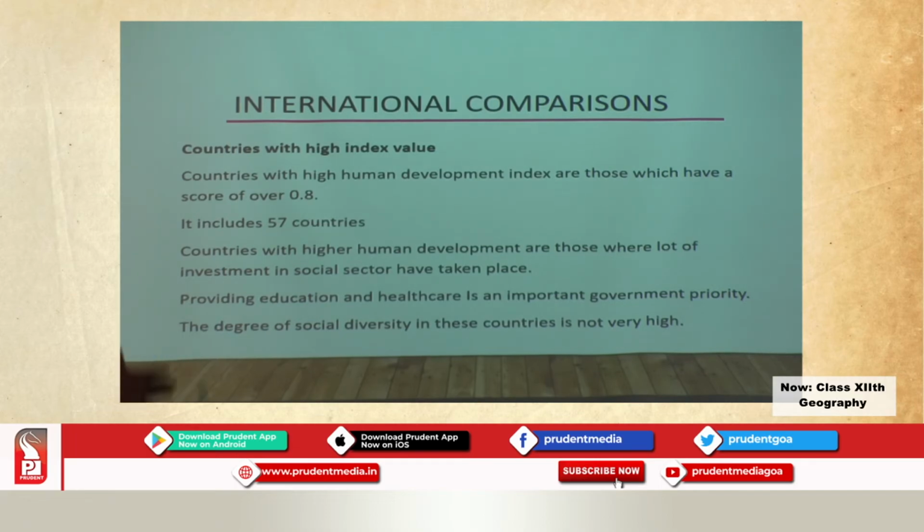So, one reason could be high investment in the social sector. The second one is good governance.